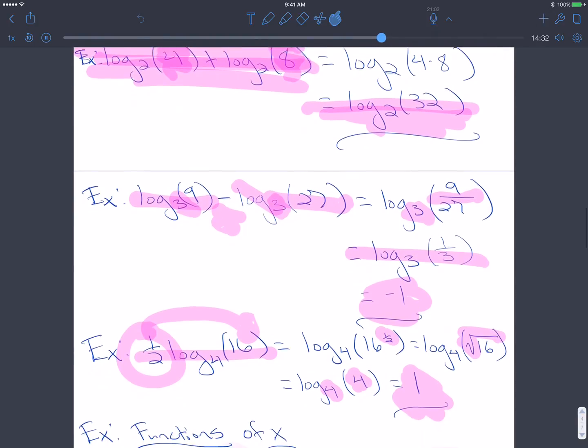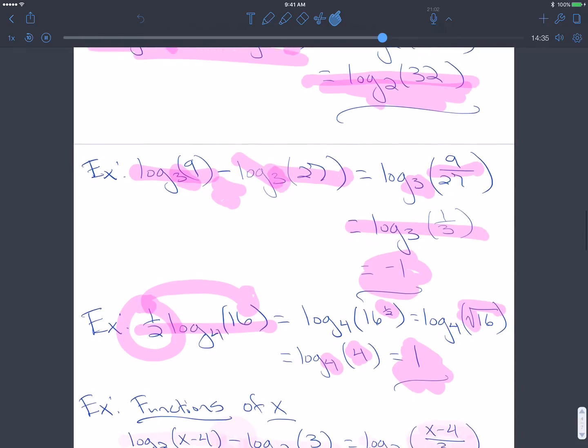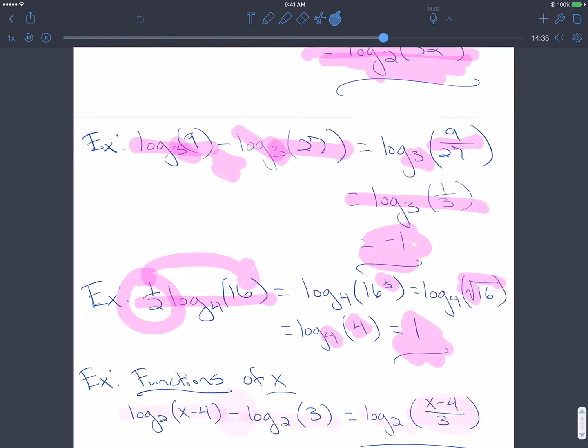Functions of x get a little bit weirder. So I'm using constants in all of these examples here to just demonstrate what you're doing, but ultimately you want to do this with functions of x. So you want to have, say, log base 2 of x minus 4 minus log base 2 of 3, and be able to take the fact that there's a minus here and convert it to this division that we see inside of our logarithm. So log base 2 of x minus 4 minus log base 2 of 3 is the same as log base 2 of x minus 4 divided by 3. This is combining the logarithms.